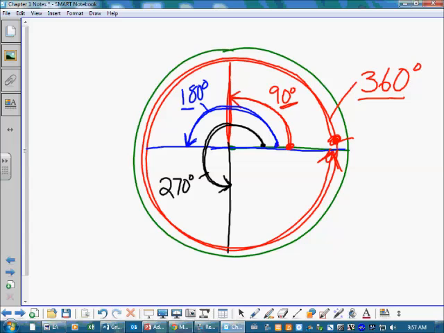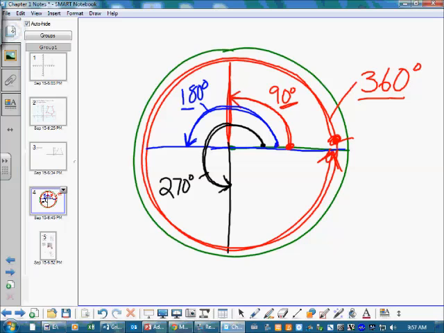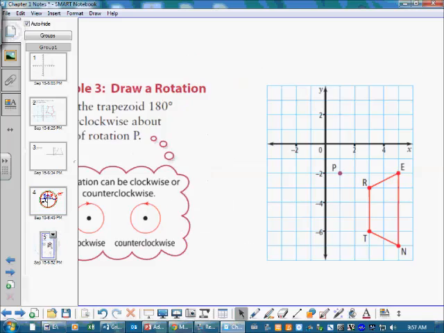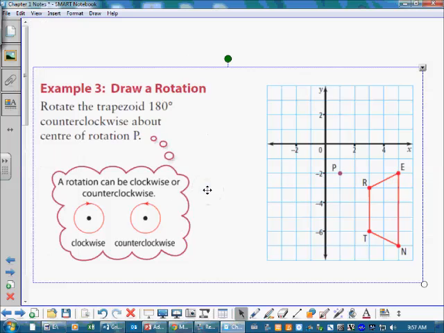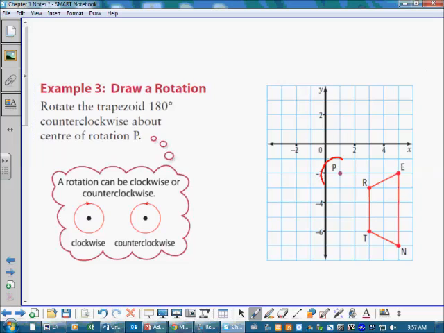All right, so let's go back to, which one here? Right here. So what we're going to do here is we've got a figure, and it shows the center of rotation being labeled by P. So there's our center of rotation.